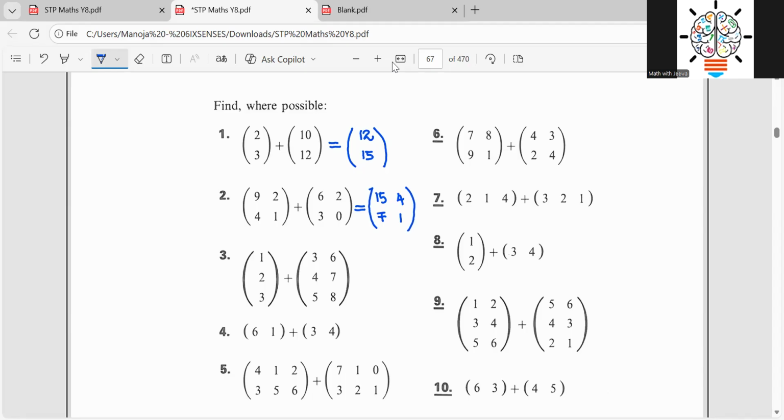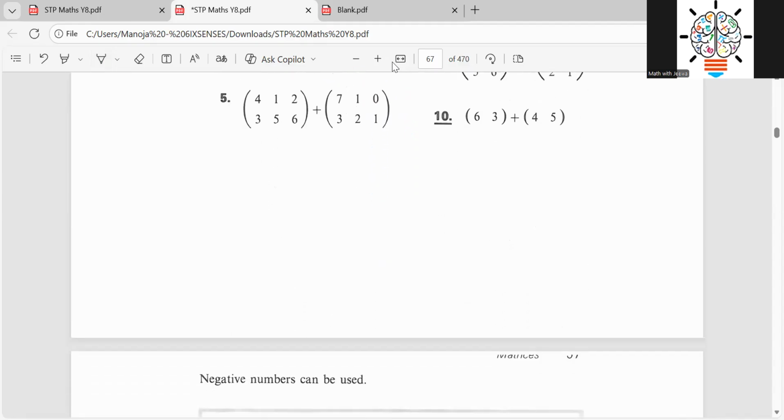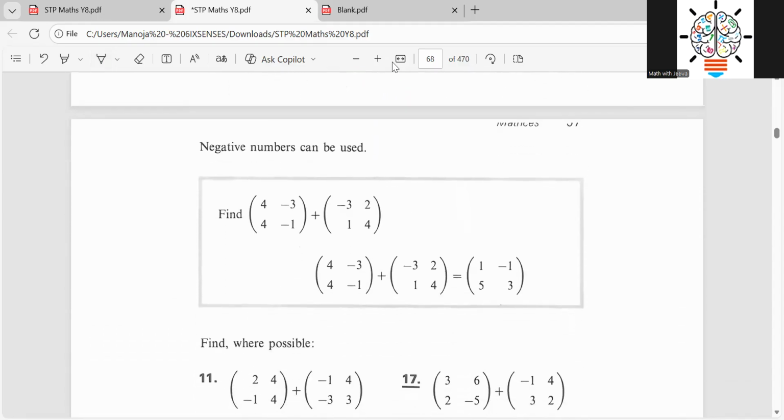So always, before moving to the next question, you just double check whether you have done it correctly or not. But this one cannot be worked out together. Why is that? You can see the size of the matrix. Each matrix is different. This is 3 times 1 and this is 3 times 2. So it doesn't work together, right? Okay.